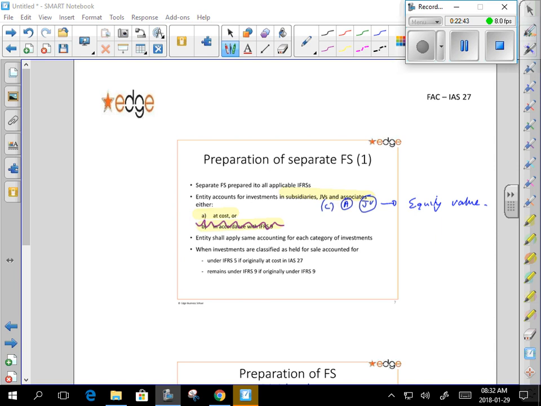Well, you've got a choice. You can prepare two, with the associate at cost or fair value, and then a second set with the associate at equity value. But please understand this, you have to equity account for the associate or joint venture. If you don't want to prepare two sets of financial statements, you can choose to equity account for your associate or joint venture in your separate financial statements. That is allowed.